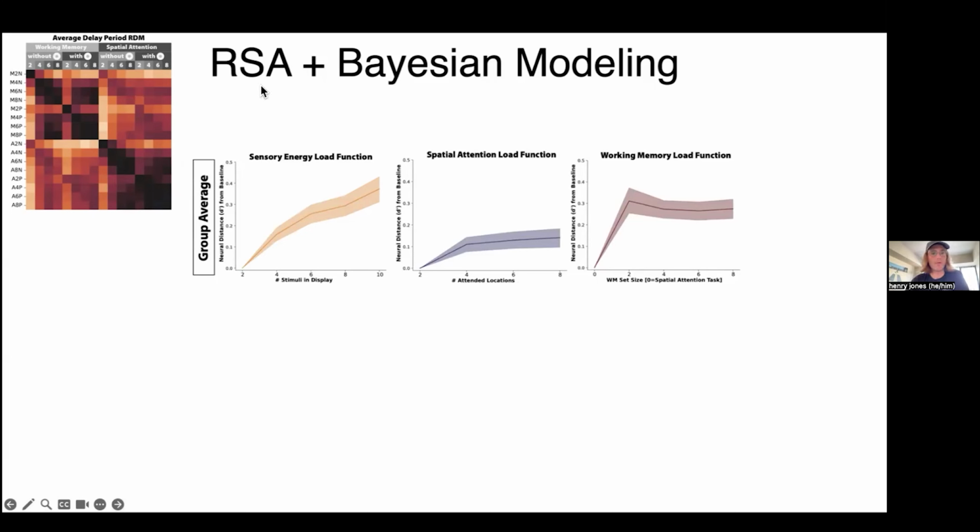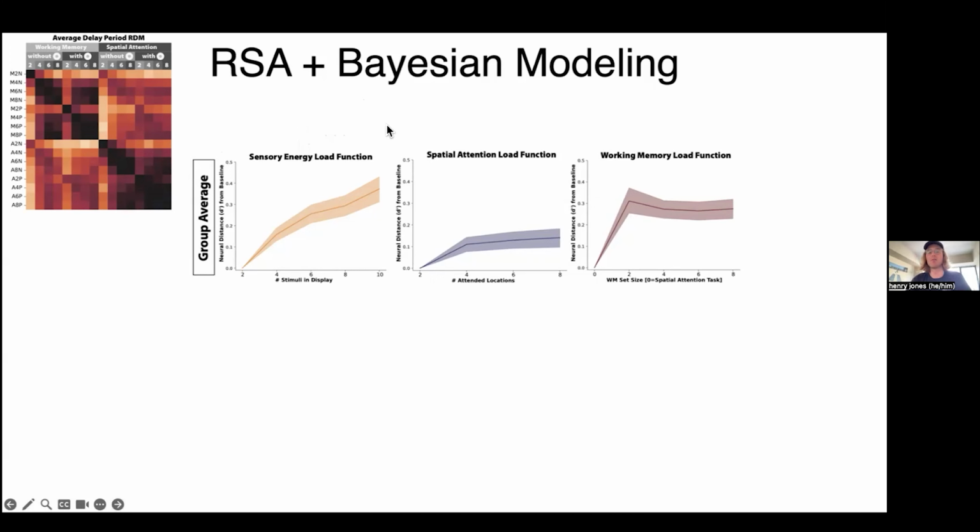For spatial attention, it's broken down by the number of relevant locations, which is always a minimum of two. So that's our baseline here. Same with the number of stimuli in the display. And here we see that the spatial attention signal really seems to plateau. Maybe it's slightly increasing around 6 and 8, but really it's plateauing around 4. And this contrasts with our working memory load function, which now instead of increasing from 2 to 4 to 6 to 8 is peaking around 2 and really plateauing or even decreasing a little bit.